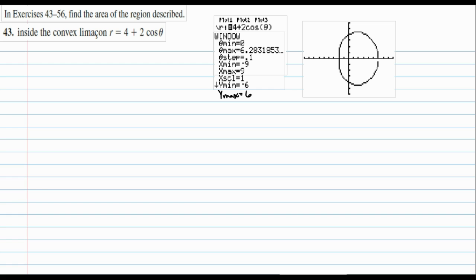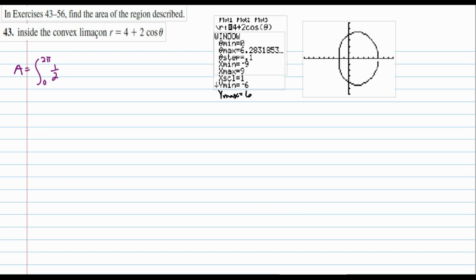Now try problem number 43. It says, find the area of the region described inside the convex limaçon r equals 4 plus 2 cosine of theta. So that's the type of polar curve we have here. First, the area inside is going to be the antiderivative of, now this only has cosine in it, so I need a full rotation. I need 0 to 2 pi to get the full curve. So I'm going to go 0 to 2 pi.